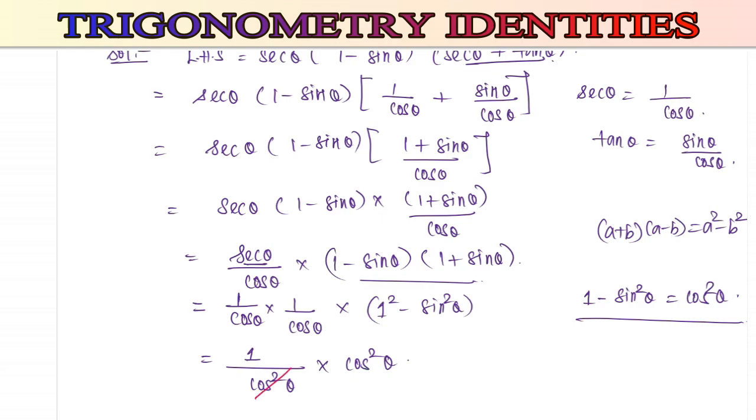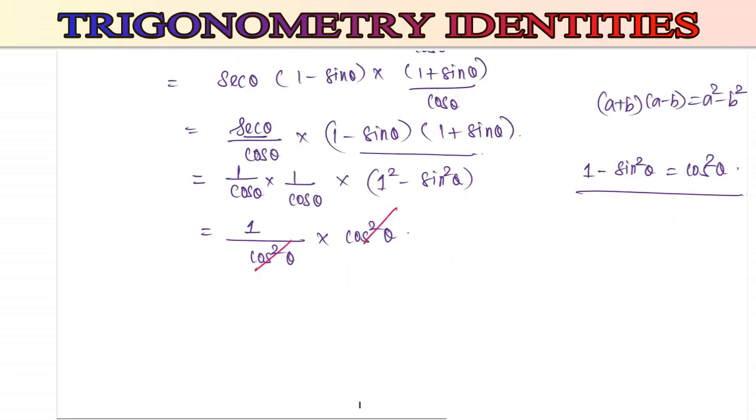Here cos square theta will get cancelled. Okay, now we are left with 1. So 1 is the RHS. LHS is equal to RHS, hence it is proved.